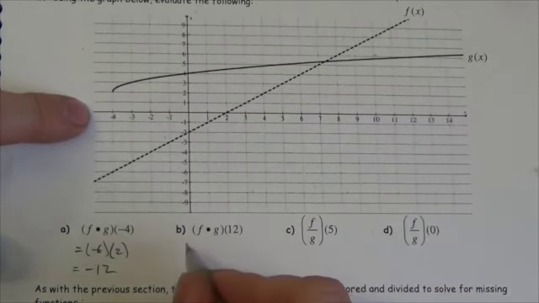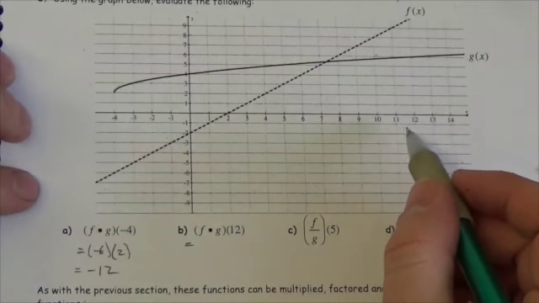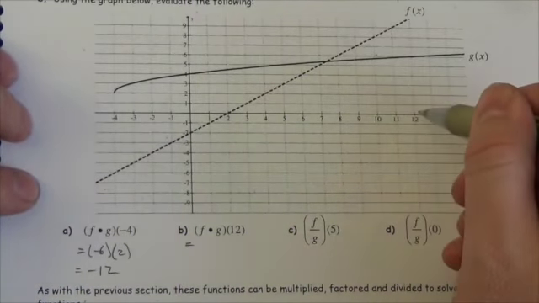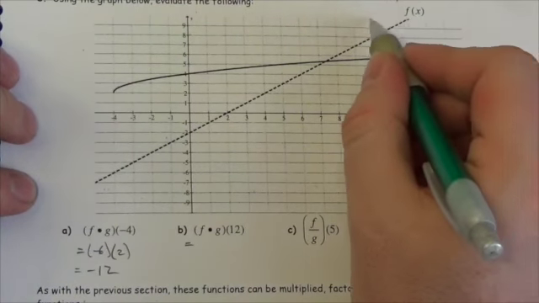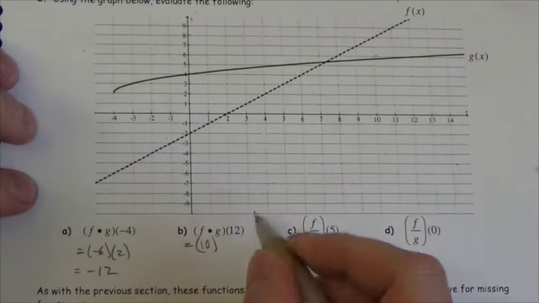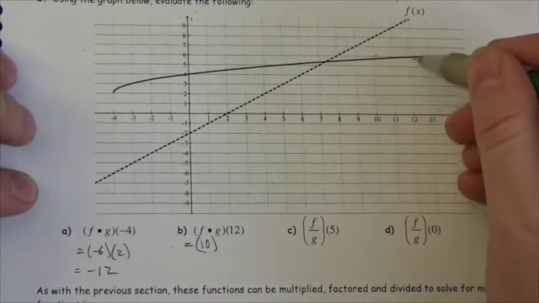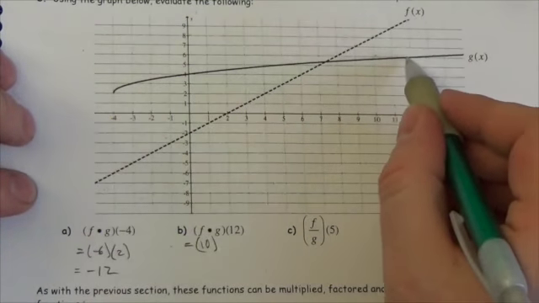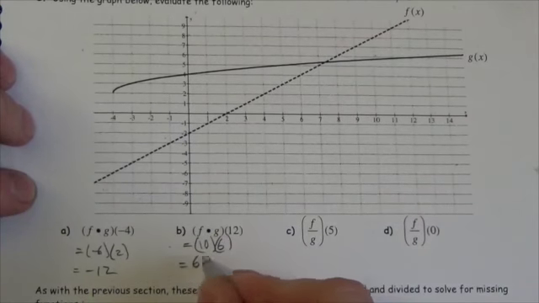F times g of 12. So f, let's take a look at this. F at 12. All right, 12 is right here. F at 12. Ooh, that's like running right off the edge of the graph here. That looks to be 10. G at 12. Well, G at 12 is right here. G at 12 looks to be 6. And so the product of those two is going to be 60.